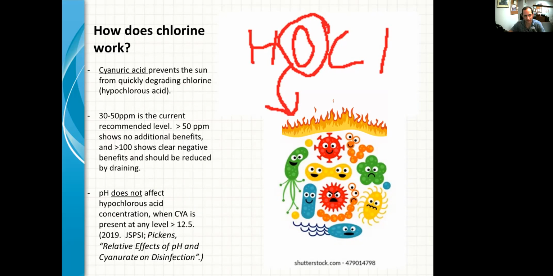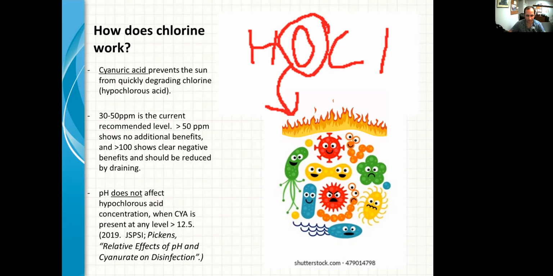What cyanuric acid does, most people know this already, is it prevents the sun from acting on the chlorine and breaking it down and using it up. The sun breaks down chlorine pretty quickly. They used to have to add chlorine every day to a pool to keep it sanitized before they recognized that cyanuric acid could be added to keep the chlorine in the water longer.